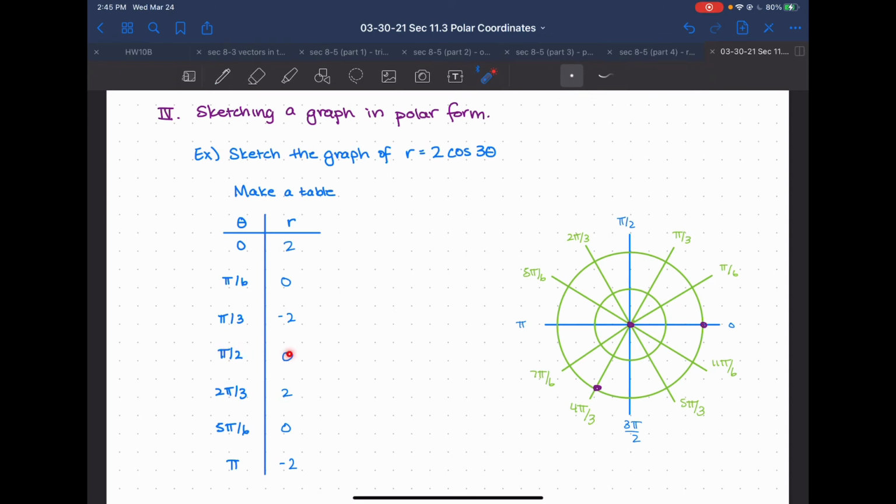Then pi over 2, 0. Again, a radius of 0 puts us back at the origin. 2 pi over 3, 2. So here's 2 pi over 3, radius of 2, we're right there. 5 pi over 6, radius of 0 puts us back at the origin. And then finally on the ray pi, but we're going -2, so we're back here where we started.